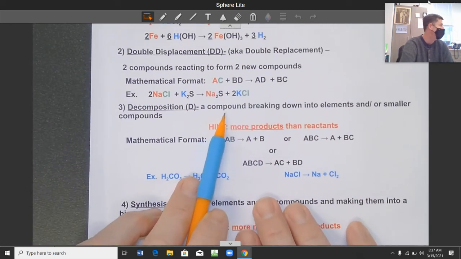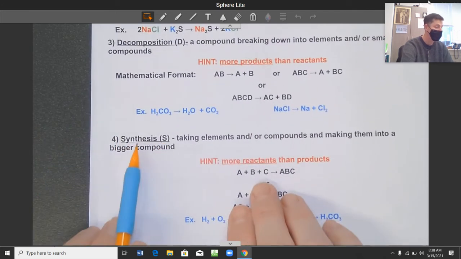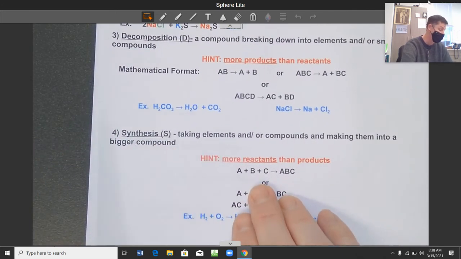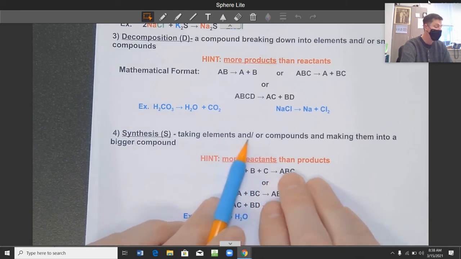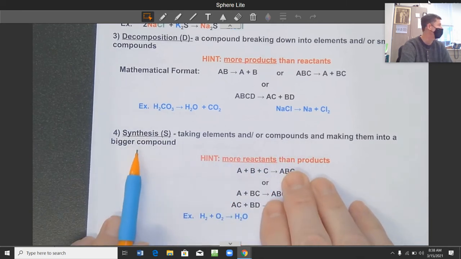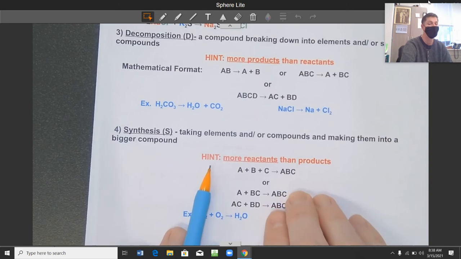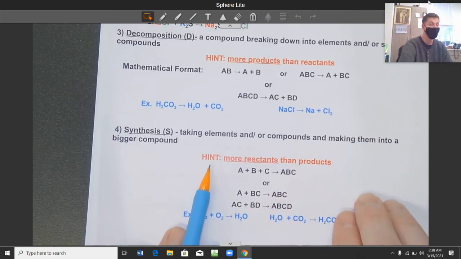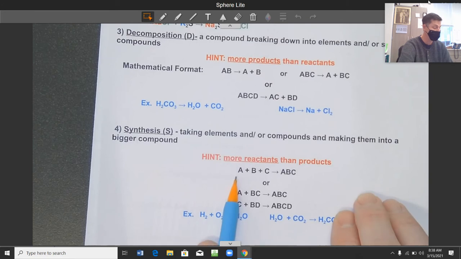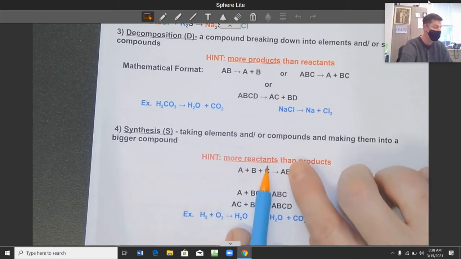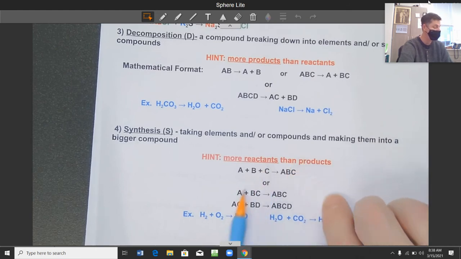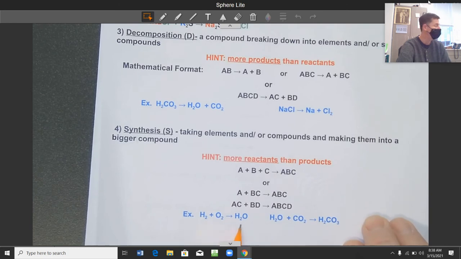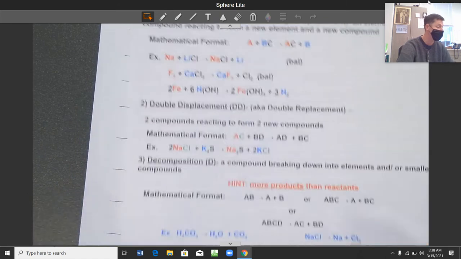Decomposition says we have a compound. I don't have a compound. Synthesis, taking elements, I got that, and or compounds, and making them into a bigger compound. Could it be that? Yeah, it definitely could. So it says AB plus C equals ABC. So what if I didn't have C? Would that work? Yeah. If we look at the examples, H2 plus O2 makes H2O, doesn't it? That follows that pattern.